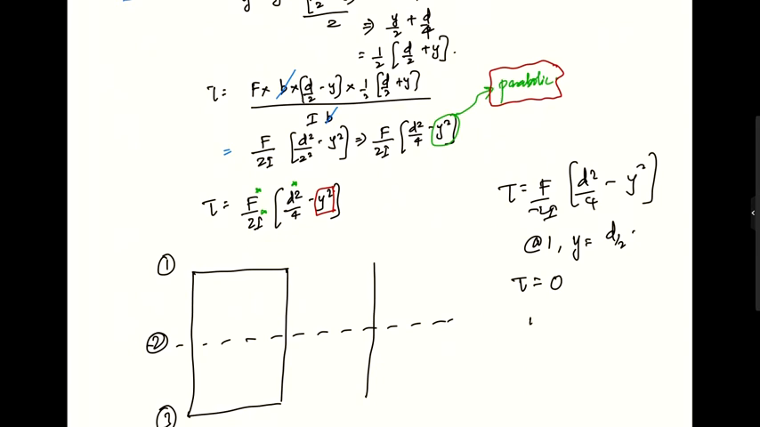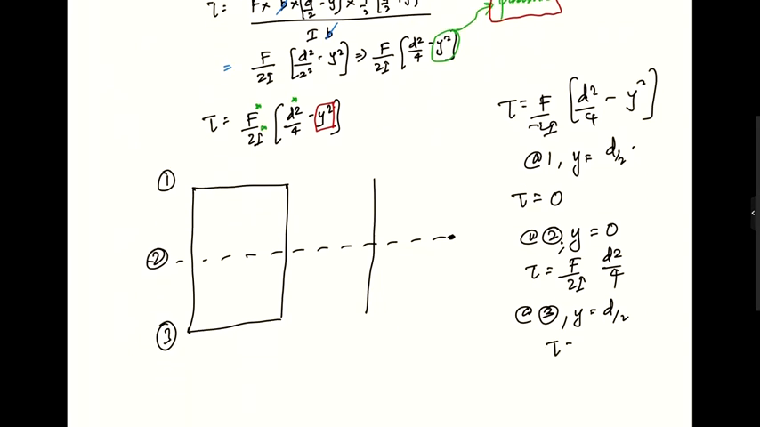Similarly, at 2, the value for y is 0, which means I'll get the maximum value for tau, that is, tau is equal to F by 2I into d square by 4, right? And at 3, y is equal to d by 2, which means I'll get the value for tau as 0.